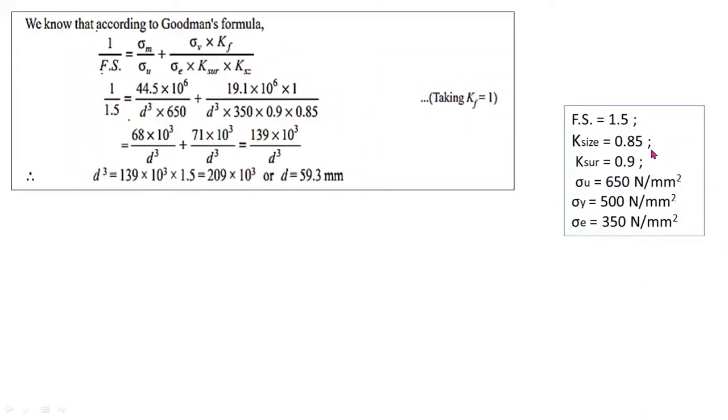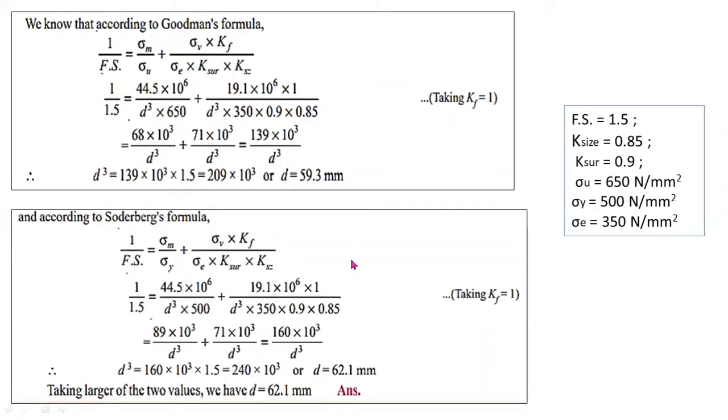Substitute these values in this equation, and you can get the value of diameter d. d is the outside diameter of a solid shaft. d equal to 59.3 mm is our required size of the shaft. Now I am also considering the Soderberg equation for determining the value of diameter.